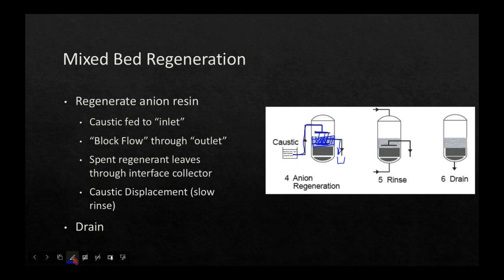But then you're saying, what about the cation beads? Aren't they going to get wrecked by the caustic, and we just regenerated them? What about those beads? Well, to protect those beads, again, we're going to have a block flow. And now the block flow is going to come this way. So the block flow is going to go through the cation beads to the interface collector, and it's going to block the caustic from going into the anion beads.